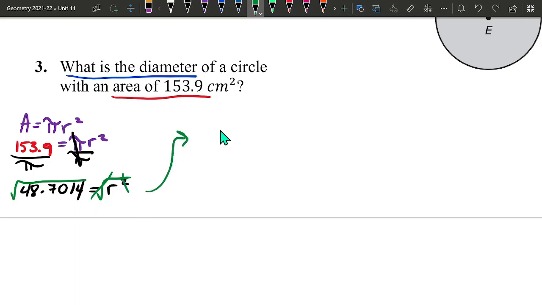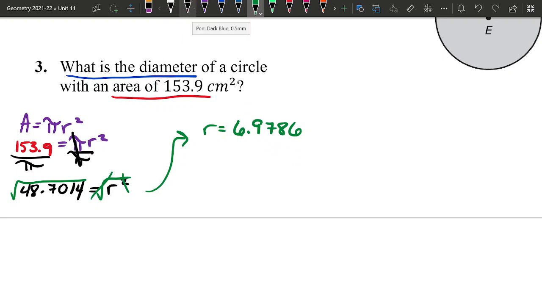Bring that up over here. So r equals, in the calculator, I do the square root of 48.7014. The radius is 6.9786. That's the radius. But I want the diameter.